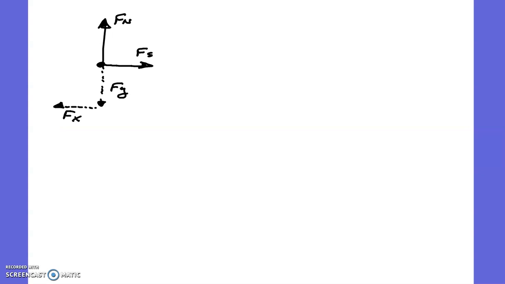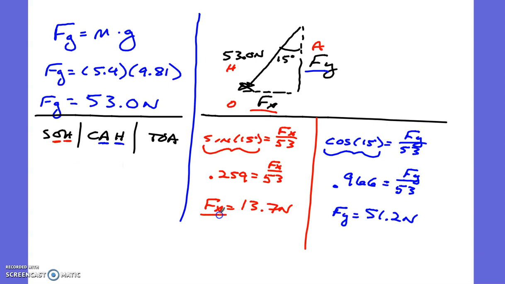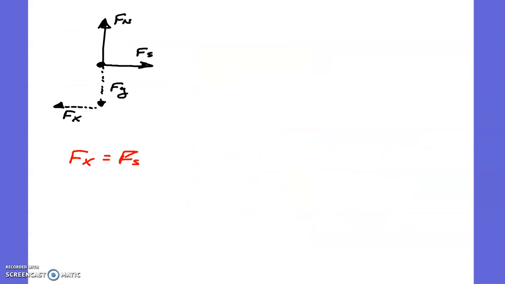Now because it is stationary, we are in equilibrium, which means all the forces balance each other out. That means the force on the left, the x component of the gravitational force, f sub x, equals the force on the right, f sub s. We just solve for f sub x, 13.7. So I can now replace f sub x with 13.7. Since this is 13.7, this must also be 13.7. They're in equilibrium, which means that they are equal.